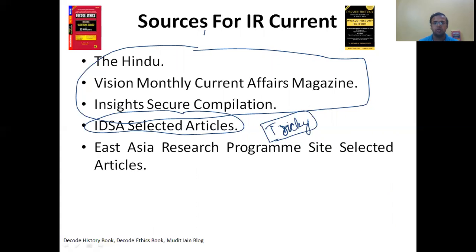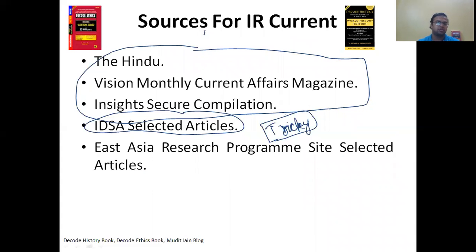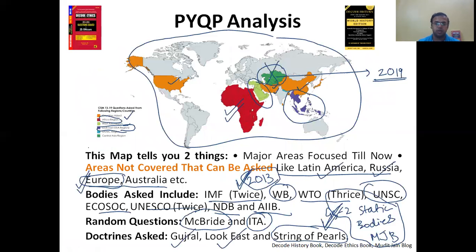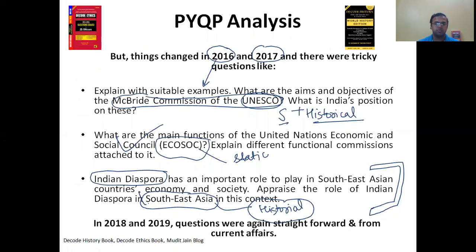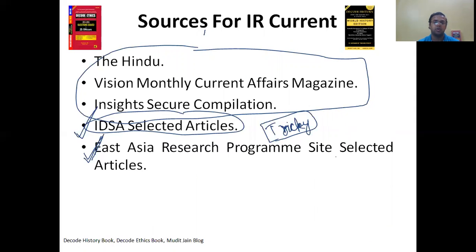You can filter according to the authors of the articles. If you think particular authors write well, read only their articles, or particular regions. For example, I told you about Russia, Latin America, Europe and Australia. If there is an article on IDSA related to these four, do read them. You have to be selective and strategic. The East Asia Research Program site is also good. You can easily answer this particular question if you read the particular article that came that year on the East Asia Research Program. But you cannot read everything under the sun, so you have to be selective.